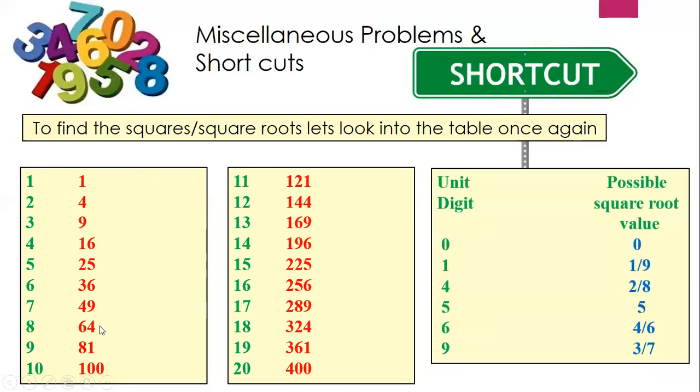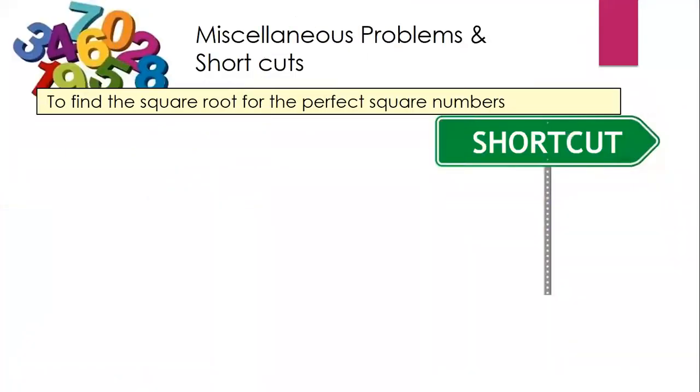Okay, so based on that we have a pattern. If the unit digit is 0, when we take the square root, the unit digit will also be 0. If a perfect square's unit digit is 1, when we take the square root, I'll have either 1 or 9 as my unit digit. For 4, for a perfect square ending with 4, when I take the square root, I may get either 2 or 8 as my unit digit. When my unit digit is 5, the square root also ends in 5. When my unit digit is 6, for a perfect square, when I take the square root, I may get either 4 or 6 as my unit digit. When my unit digit is 9, when I take the square root, I will get either 3 or 7 as my unit digit. Okay, so based on that, we'll be able to find the square root in a very simple way.